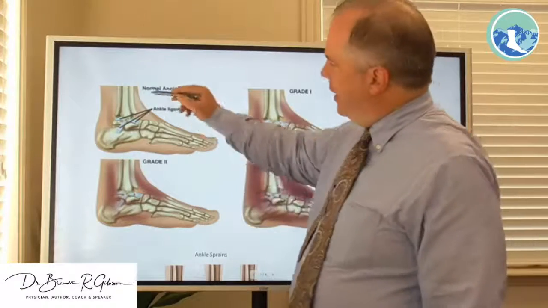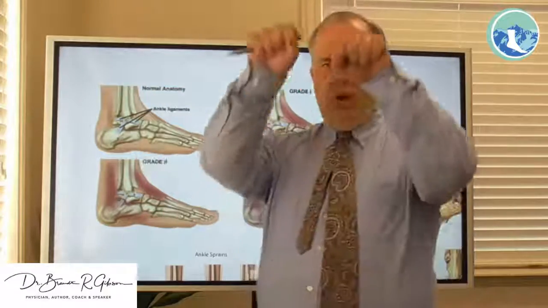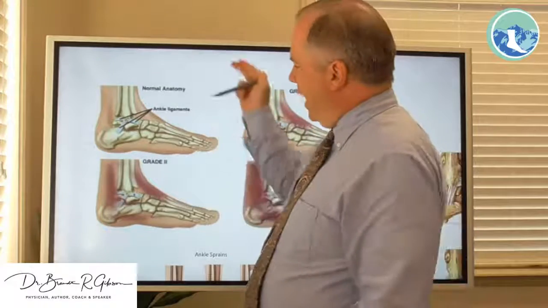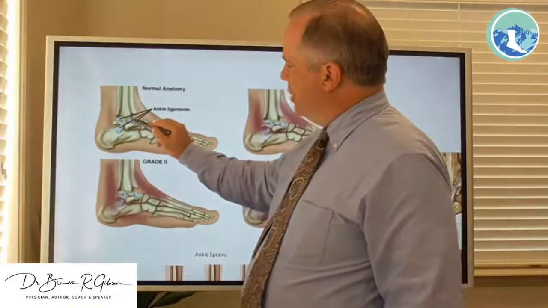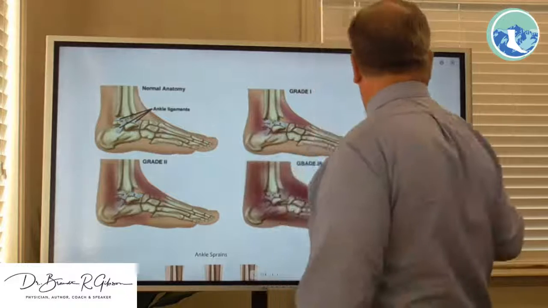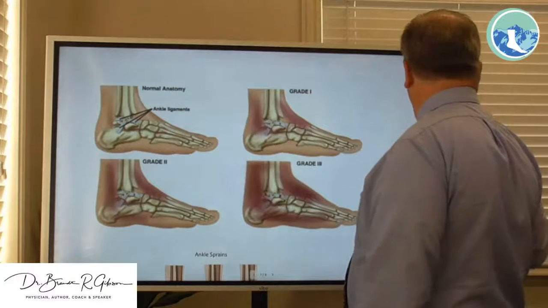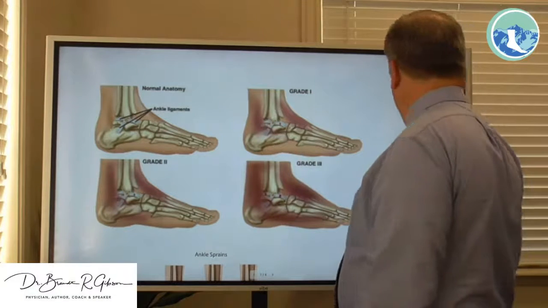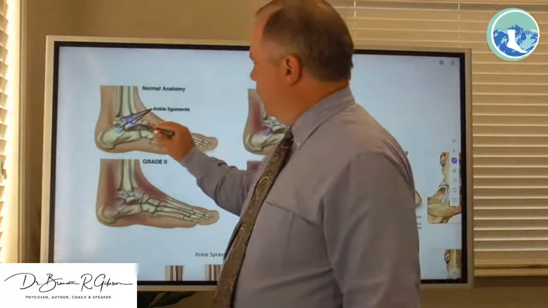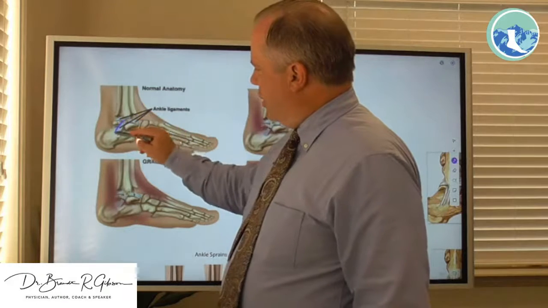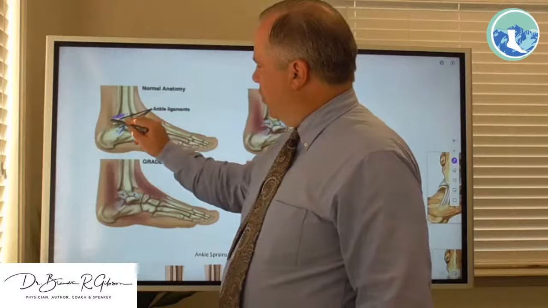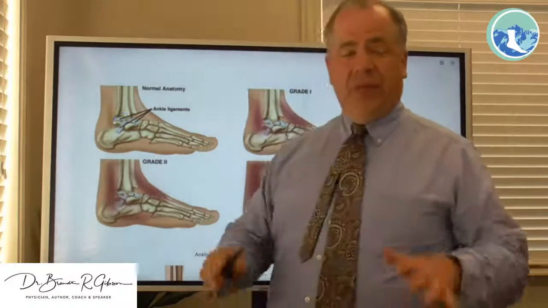If you remember, you've got the tibia and the fibula, and they're actually sitting right next to each other. We'll go to the outside of that ankle, and you've got three ligaments. You've got the anterior talofibular ligament, right there. You've got the calcaneofibular ligament and the posterior talofibular ligament. These are the three ligaments of the ankle.